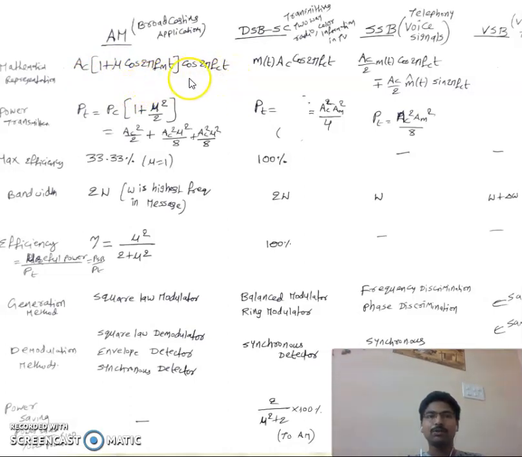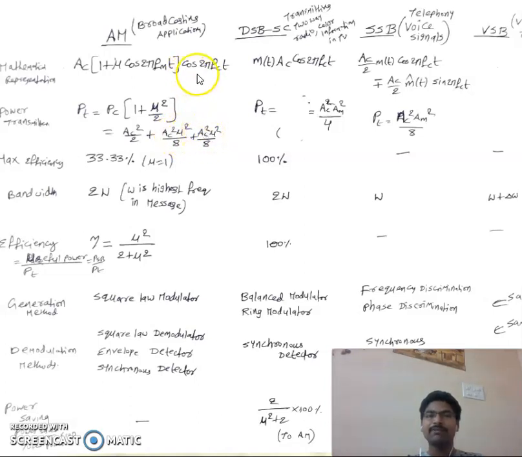So we are getting two terms here, which have amplitude AC into mu by 2. Now AC into mu by 2 is the VM here for the first term. So (AC into mu by 2 by root 2) whole square, we can get as AC square mu square by 8 here. And also the second term is the same.